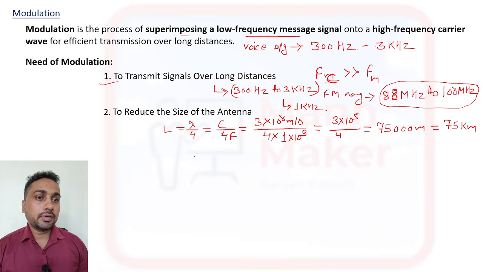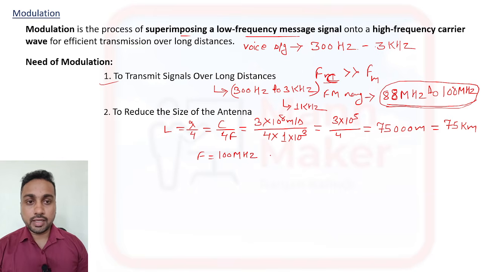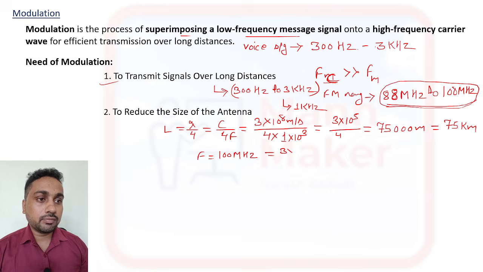Suppose now we take a carrier signal, we do modulation and take a high frequency. High frequency means, suppose in the range 88 megahertz to 108 megahertz. Suppose I am now taking the frequency as 100 megahertz, in the range of the FM radio signal. The formula is the same: 3 into 10 to the power 8 meter per second divided by 4 into, how much? 100 megahertz.